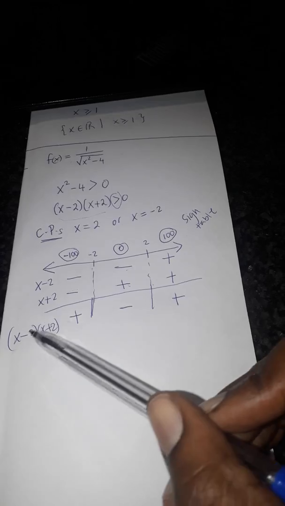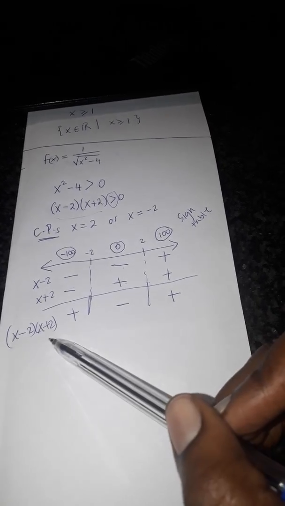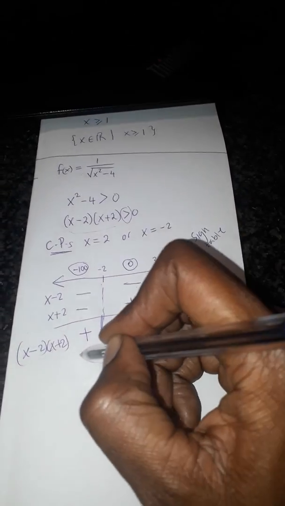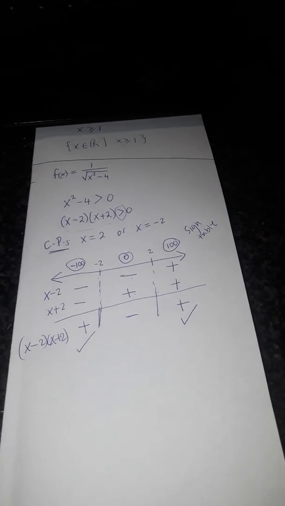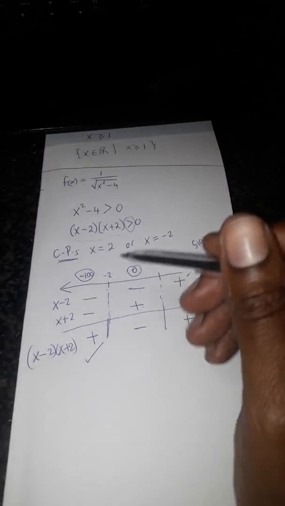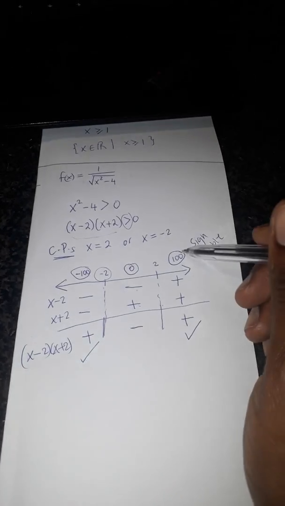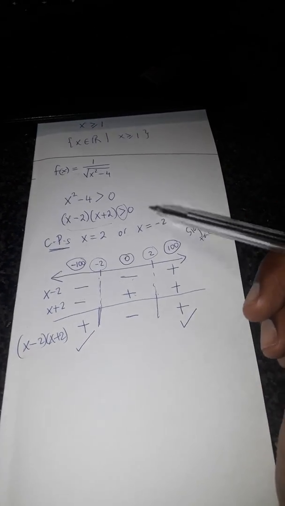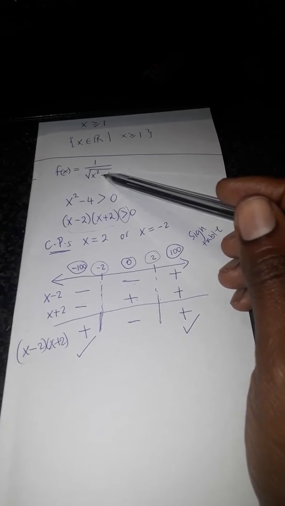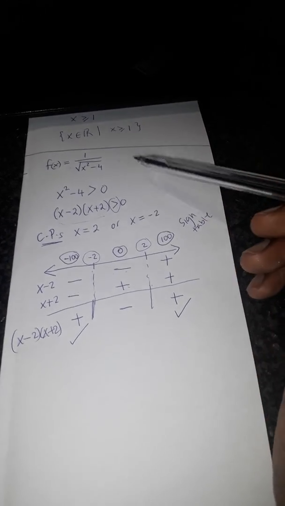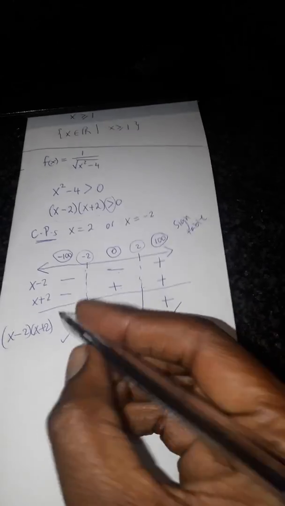And if you look at this, when I multiply these two, I get a positive value in this region and in that region. So that is what my domain is going to be. And remember these points here, minus 2 and 2, they are not included, because if I substitute them in there, I get 0, and we don't want 0 in our denominator. So the domain will look like this.